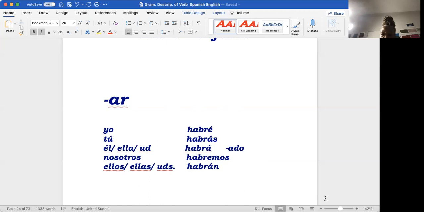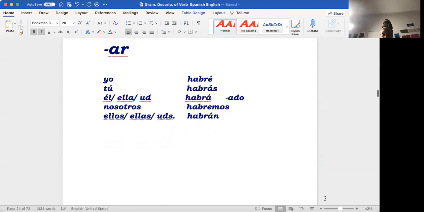Okay. So first thing that you have to be concerned about, is it an AR verb, ER verb, IR verb? So you know what ending to put on the main verb. But the habré, habrás, habrá, habremos, habrán is consistent with the AR verb, the ER verb, and the IR verb. That's the auxiliary verb to have. But in Spanish, you don't have will. You don't have would. Right? You have an ending.